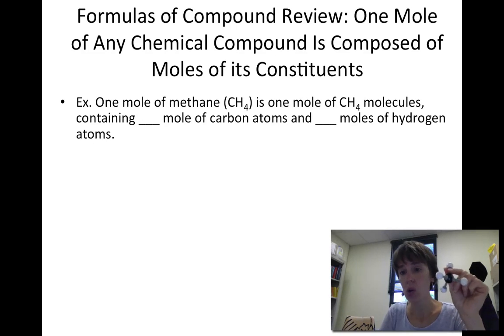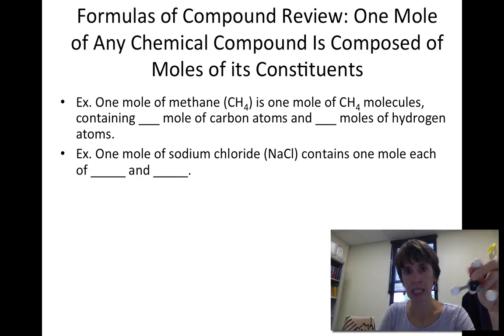So when we have a mole of methane molecules, we would have a mole of carbon atoms and 4 moles of hydrogen atoms. A few more examples like this, and I encourage you to pause it and try to fill in these blanks yourself. If we have a mole of sodium chloride, what composes sodium chloride? It's not necessarily atoms that are bonded together covalently. Now we're talking ions. So 1 mole of sodium chloride contains 1 mole of sodium ions, Na+, and 1 mole of chloride ions, Cl-.